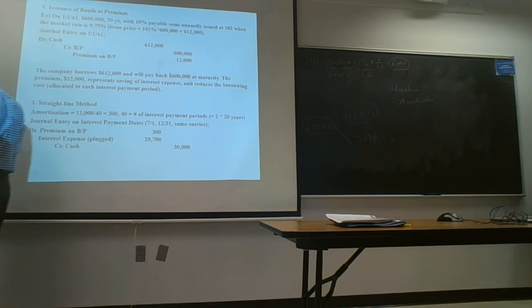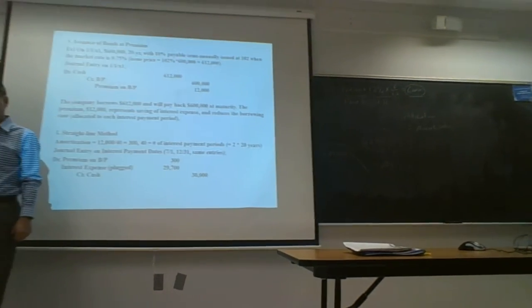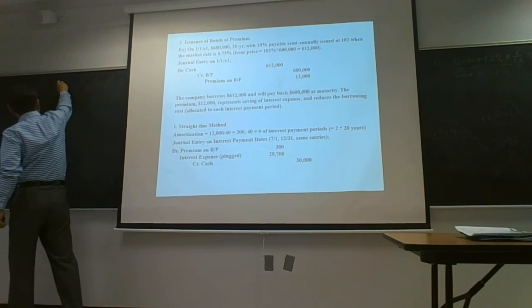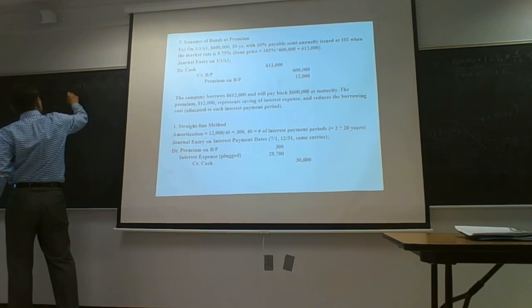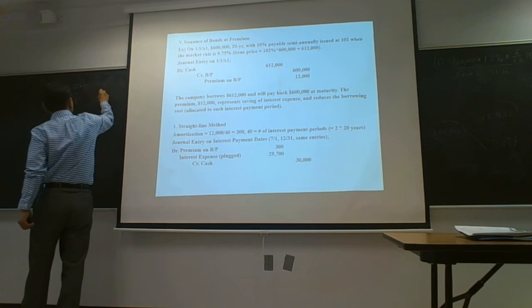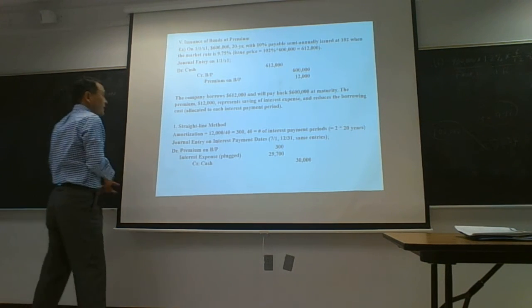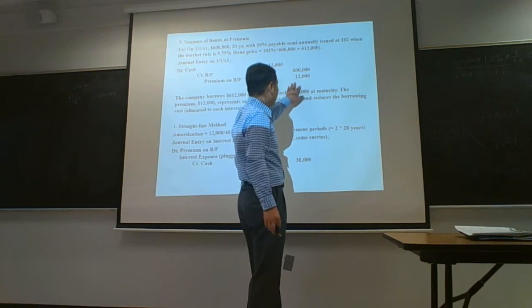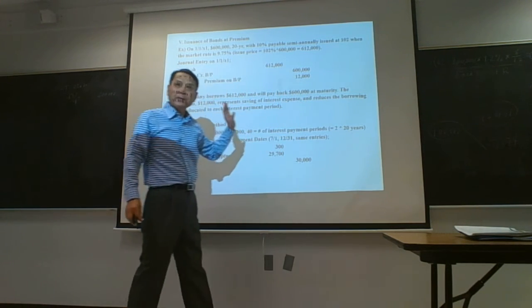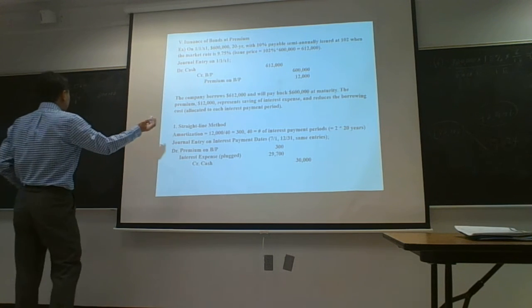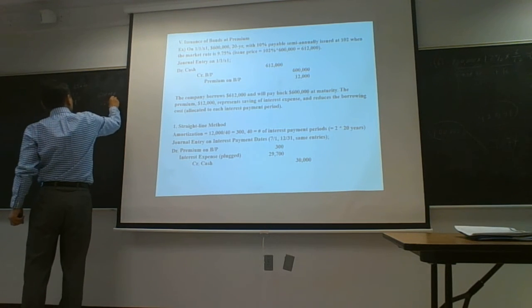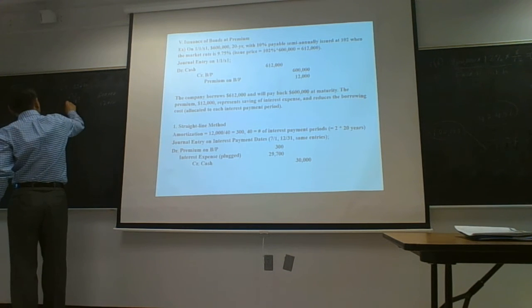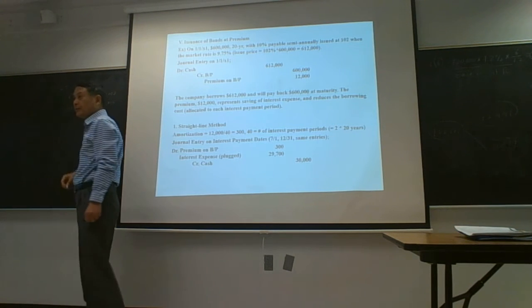And right after this entry is recorded, the long-term liability section of the balance sheet would look like this. Long-term liability, bonds payable, $600,000 on credit, and $12,000 premium also on credit. So that $12,000 is added to bonds payable. So add premium on bonds payable, $12,000.